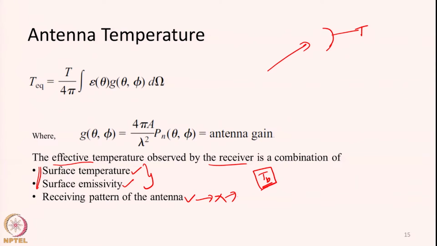So, the temperature reaching the sensor, or the temperature sensed by the antenna, has effects due to surface temperature and emissivity of the surface, plus the antenna receiving pattern, plus some noise produced within the antenna, like thermal noise. The antenna will also have its own temperature, and there will be some thermal signals produced within the system. All those things have to be removed completely, and the remaining signal is what we call the brightness temperature, which contains information about surface temperature and surface emissivity.